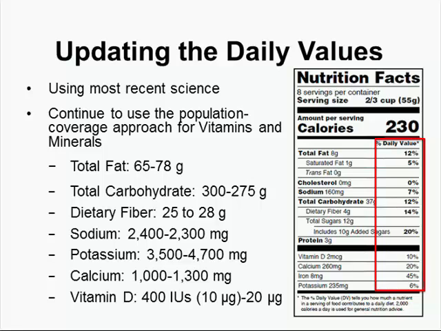Updating the daily values was meant to take place in order to reflect the most recent science. It was based on continuing to use the population coverage approach for vitamins and minerals. In doing so, we updated the daily value for total fat from 30% of energy to 35% of energy, which changes the maximum amount from 65 grams per day to 78 grams per day. In order to reflect that change in total fat, the percent DV from carbohydrate was reduced slightly, from 300 grams per day to 275 grams per day.